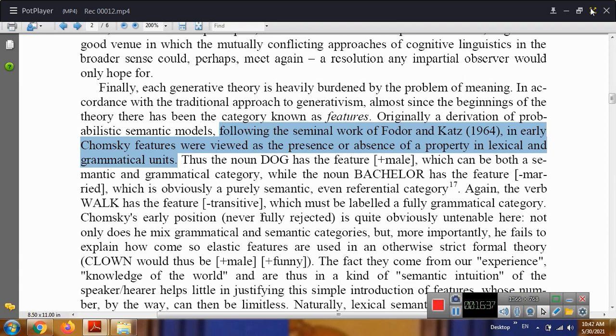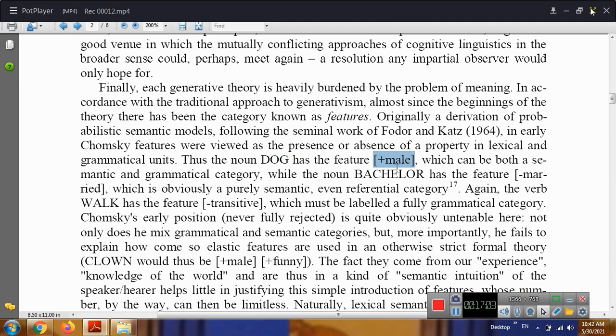For example, the noun dog. As I told you, when we write the word in capital form, it means that it is in our mind. It is abstract and we don't pronounce it. It exists in our mind. The dog, by its nature, has the feature of plus male.